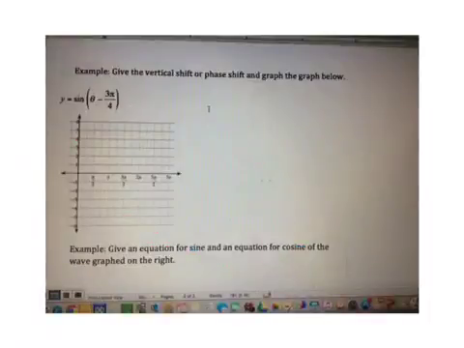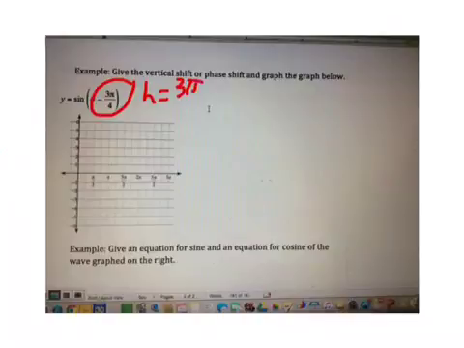Okay, so we're going to start by graphing this graph that has a horizontal phase shift. So right here we can see that we have negative 3 pi over 4. So that means that h equals 3 pi over 4, which means that we're going to have to add that to all of the x coordinates.